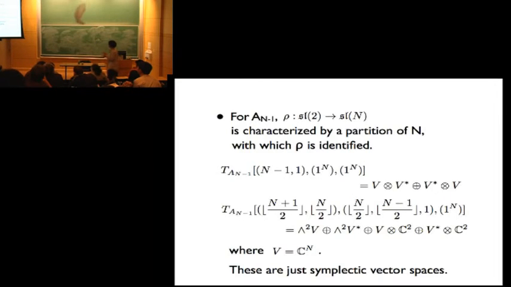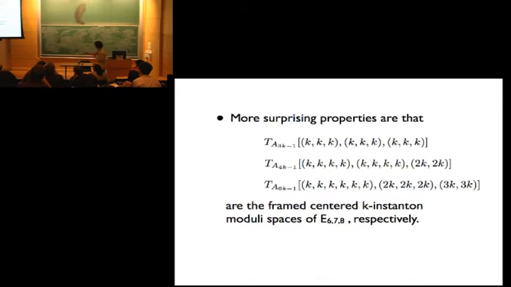More surprising properties are that if you consider T of A_{3k-1} with (k,k,k), (k,k,k), (k,k,k), this is the framed centered k-instanton moduli space of E6.